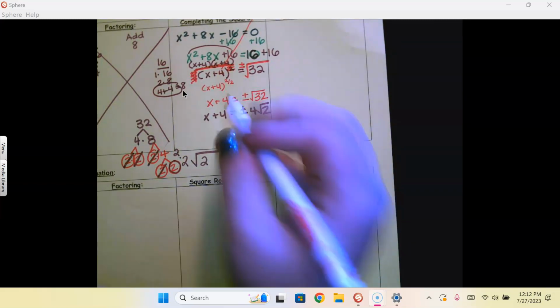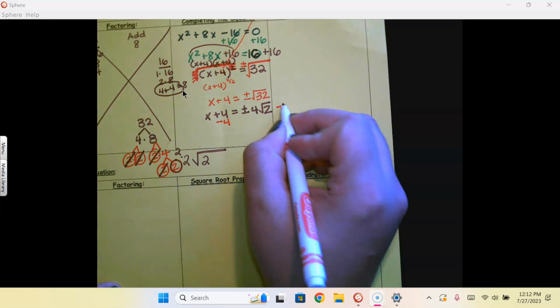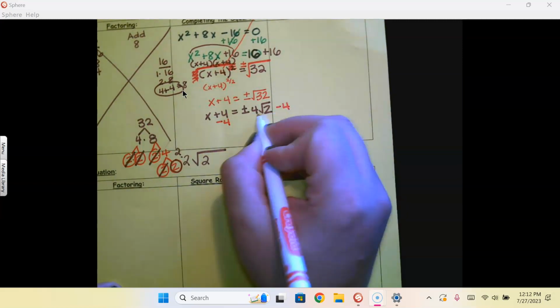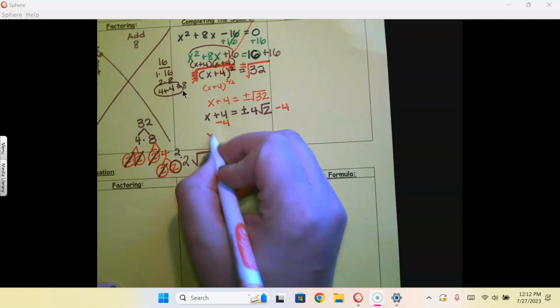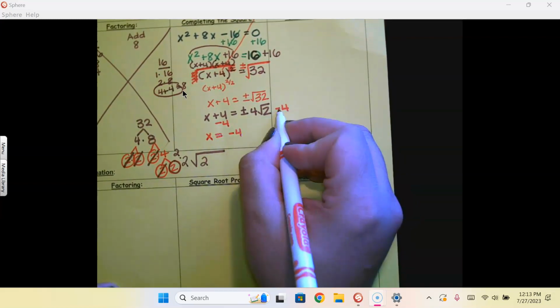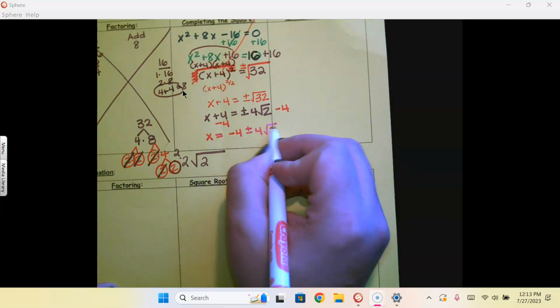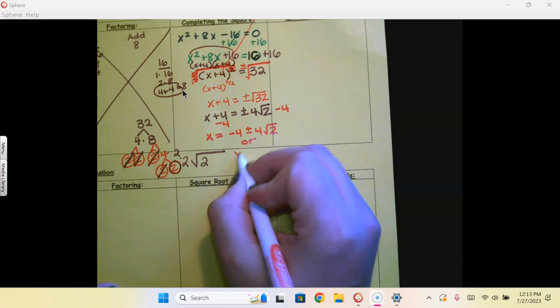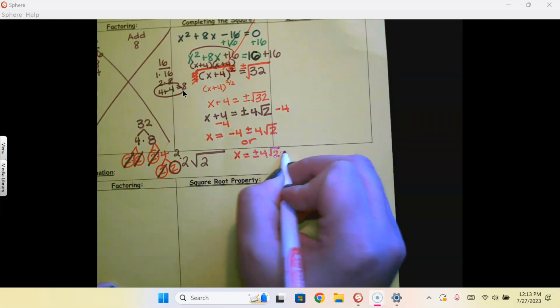And then to get this x by itself, we're going to subtract 4. Now, because these are not like terms, we can't subtract them. This one has a radical, and this one doesn't. So we're just going to bring it down. We could put the negative 4 in front, or we could put it after like we did here. So we can write our answer like this, or we can write our answer like this.